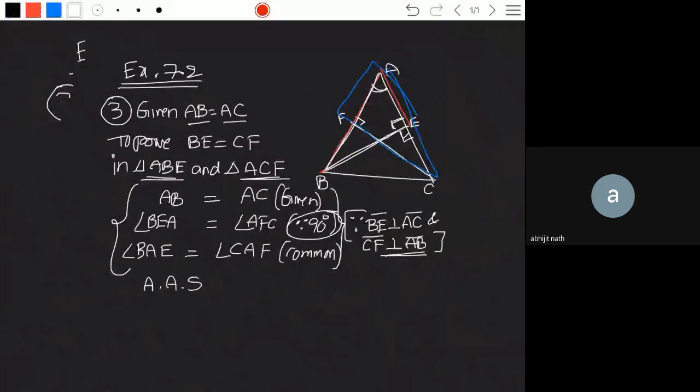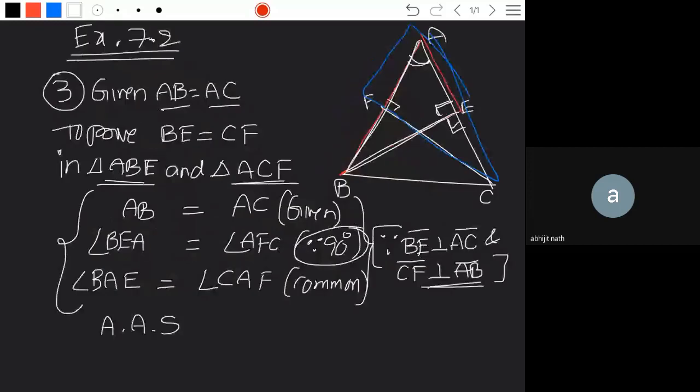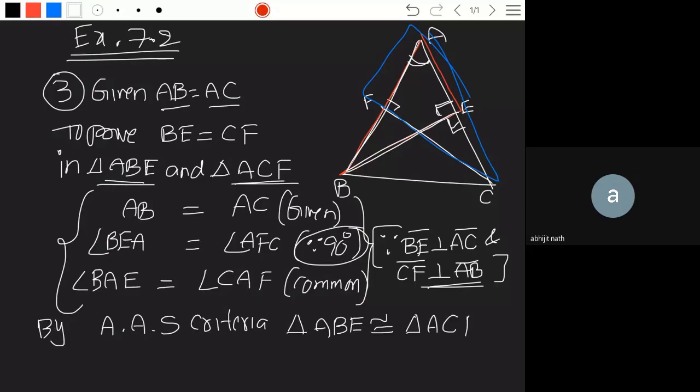So by AAS criteria, you can say that triangle ABE is congruent to triangle ACF. Therefore, by CPCT, you can say that BE is equal to CF. This is only what is asked of you. Is it clear?